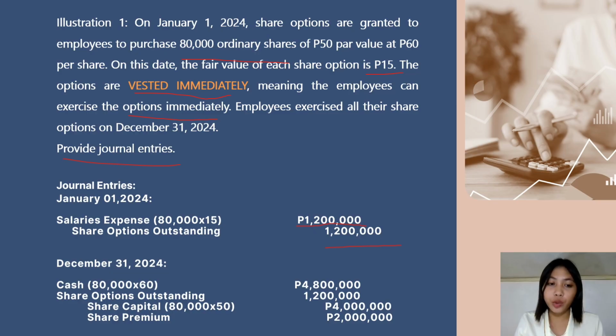On December 31, 2024, they have exercised their share options, so we debit cash, 80,000 times 60 per share, that is 4,800,000. Then we debit share option outstanding 1,200,000. Then we credit share capital, 80,000 times 50, the par value. So we come up with 4 million. What is left we credit as share premium, which is 2 million.